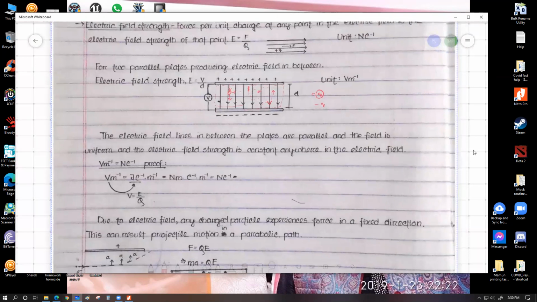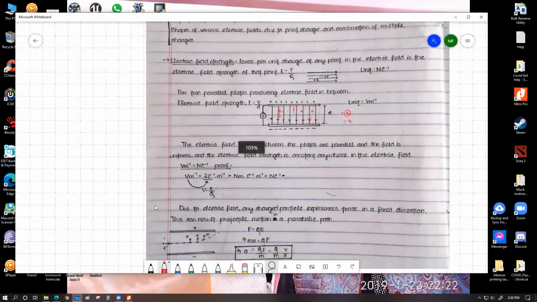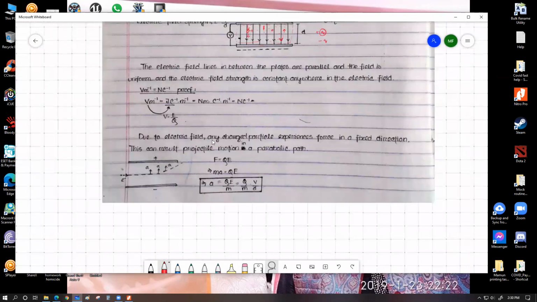And then what we have over here is shown: due to an electric field, any charged particle experiences a force in a fixed direction. This is important. This is similar to gravitational force. The weight of an object always works vertically downwards, irrespective of its motion or position. This can result in projectile motion along a parabolic path. So here we are showing a scenario like this. Let's say we have an electric field produced by a positive plate and a negative plate, and we are shooting an electron over here.